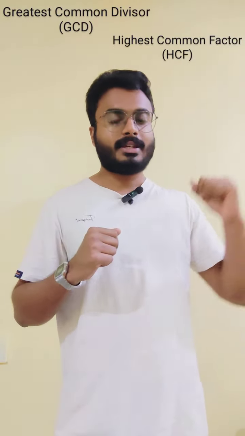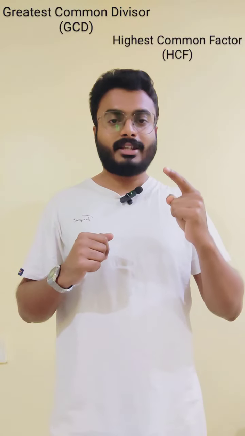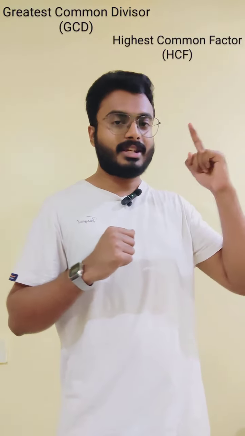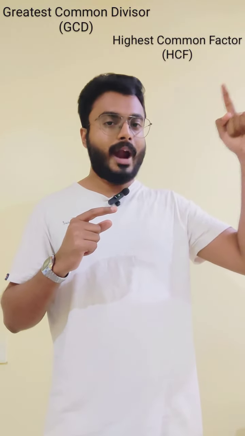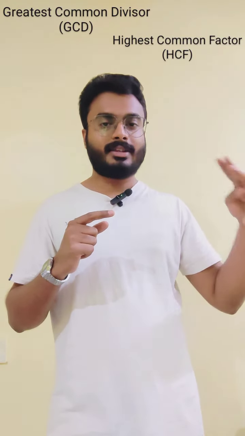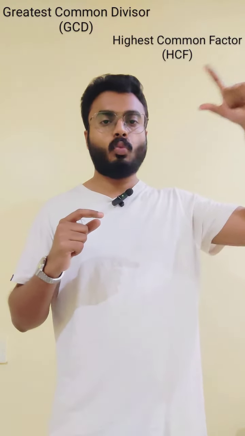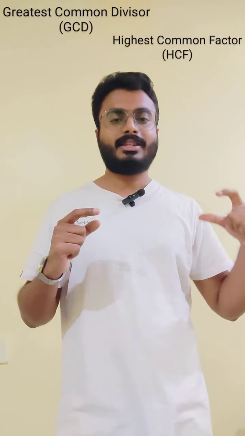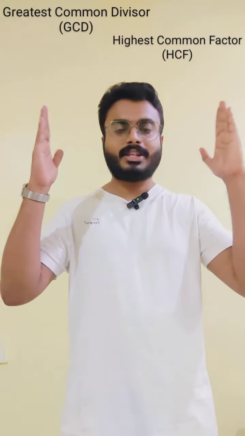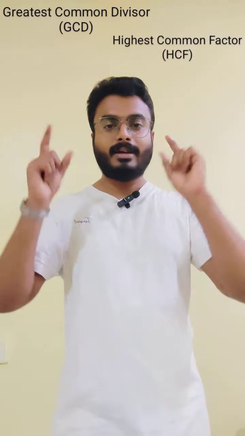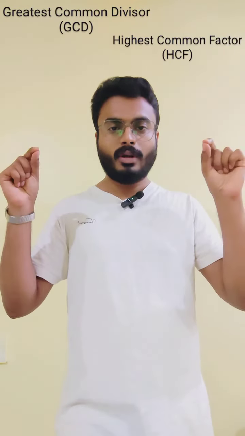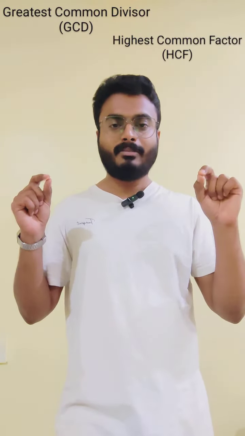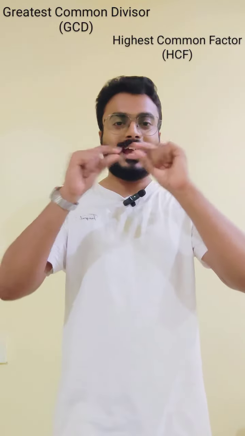And what about 6? The divisors of 6, that means the numbers which can divide 6 without leaving any remainders, are 1, 2, 3 and 6. Now between these two sets that we got, which are the common numbers that we have? We have 1 obviously, then we have 2, and are there any other common numbers? No, only 1 and 2.